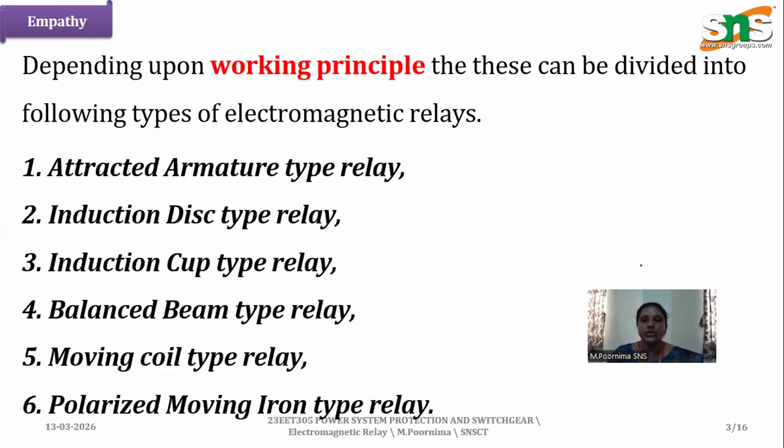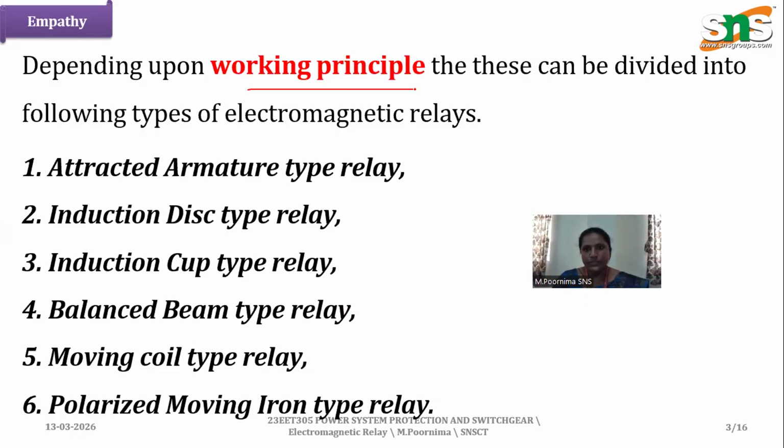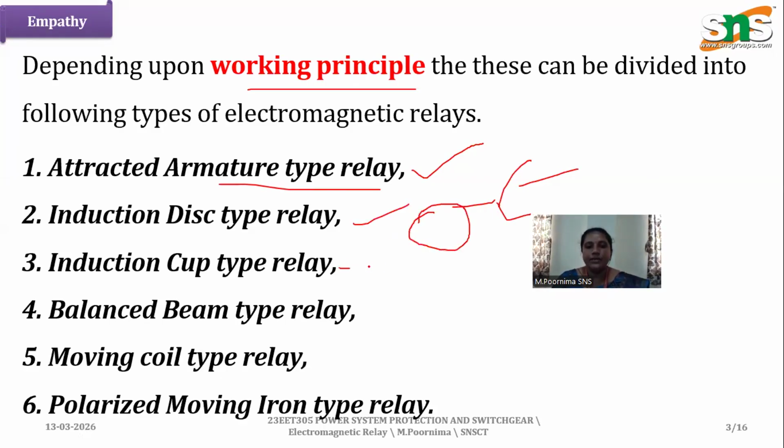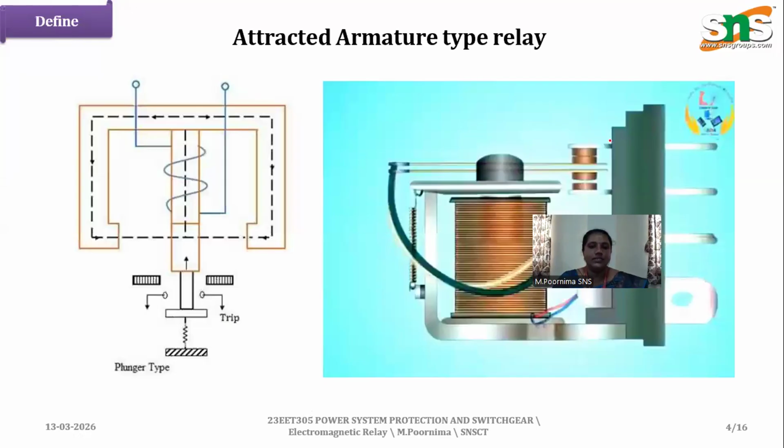Now coming to the working principle. Depending upon the working principle, these can be divided into the following types of electromagnetic relay. The first type is the attached armature type, which comes as an attraction type, then the induction disc type, induction cup type relay, balanced beam type relay, moving coil type relay, and polarized moving iron type relay. These are based on the working principle. The electromagnetic relays are categorized into six types. Now let's discuss them in detail.